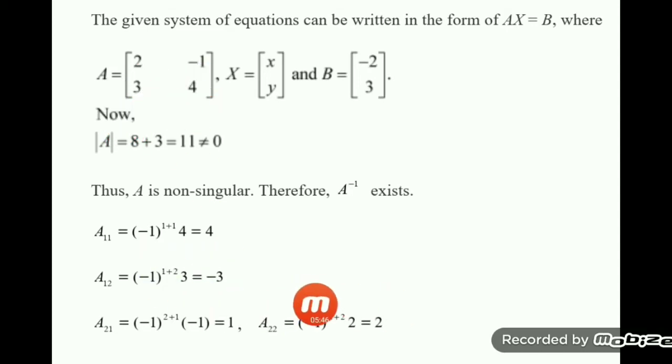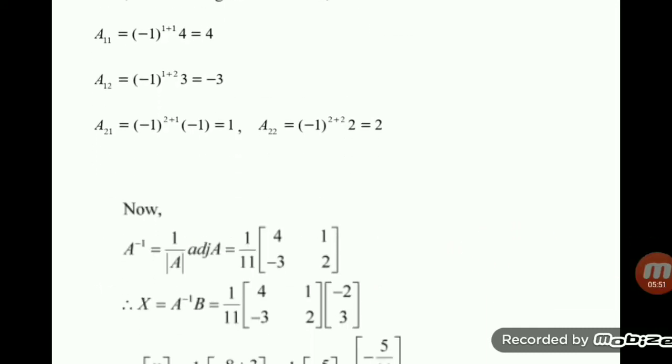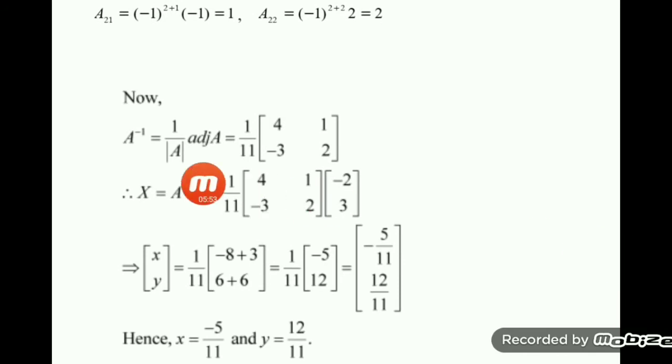We have calculated here. Then taking the adjoint, we can find out the adjoint. And here I have directly written the value of A inverse. A inverse is 1 by determinant of A into adjoint of A, which is 1 by 11, and put the value of the adjoint. So your first column of the adjoint is 4, minus 3 and second column is 1, 2. Okay, that is written. So X equal to A inverse B, put the values.